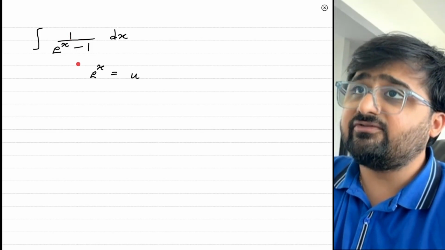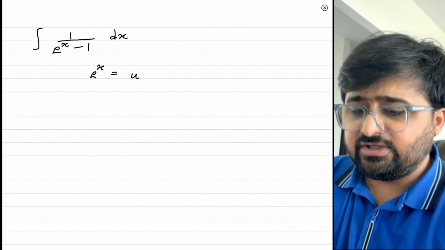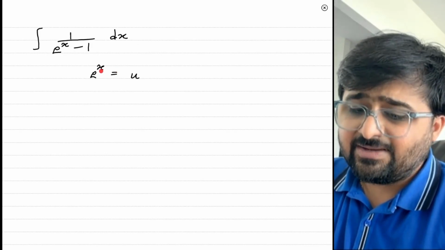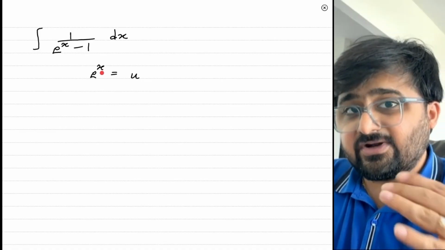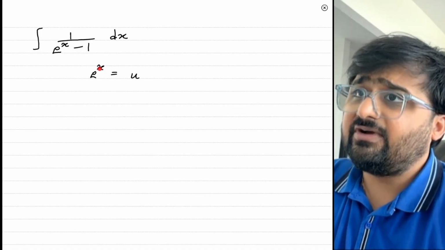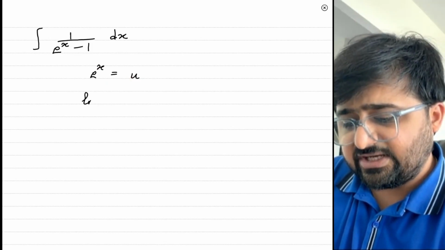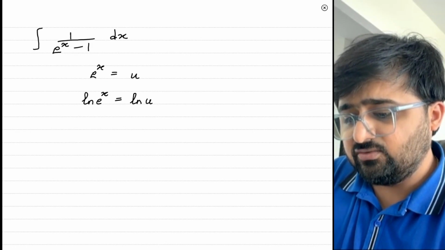Since the derivative of e raised to x, which is e raised to x, is not present in the numerator, what you have to do is you take the inverse of this function. When I say inverse of this function, I mean you separate out x, or you find the value of x first and then differentiate this. In order to find the value of x, I'll have to take ln on both sides. So you write ln e raised to x is equal to ln of u.